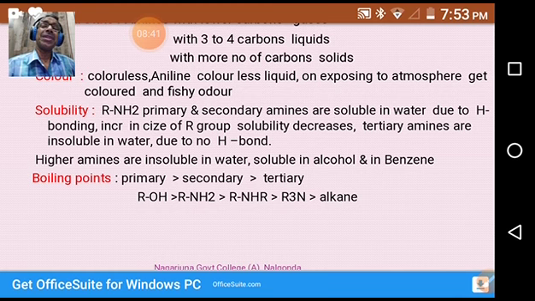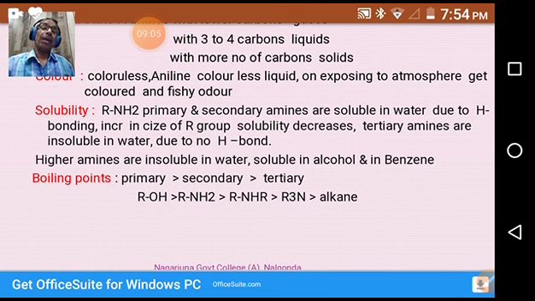In the case of tertiary, there is no hydrogen bond formation between the same molecules. That's why these have a lower boiling point when we compare to primary and secondary. So these amines, especially aliphatic amines, aromatic amines, aliphatic amines, the boiling point depends upon molecular weight.